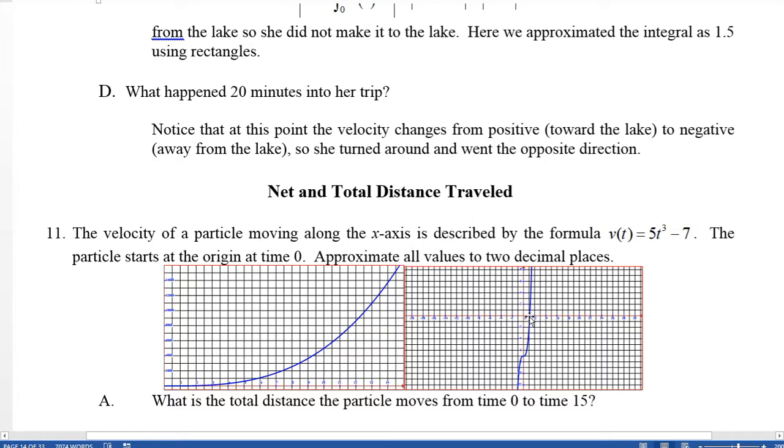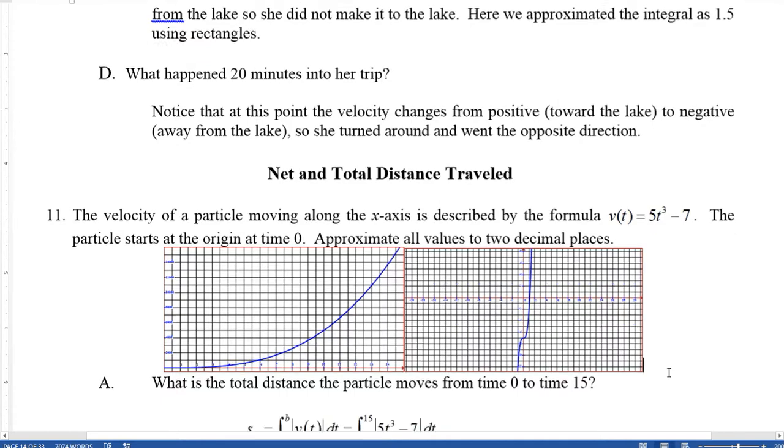Anyway, close to 1, but some value there, whenever this is equal to 0. I guess it's the cube root of 7/5, whatever that is. At that time it stops, turns around, goes back to the right, and then it just keeps going further and further to the right. Okay, it's kind of like the bicycle problem that we just did, except we're just given the formula for the motion here.